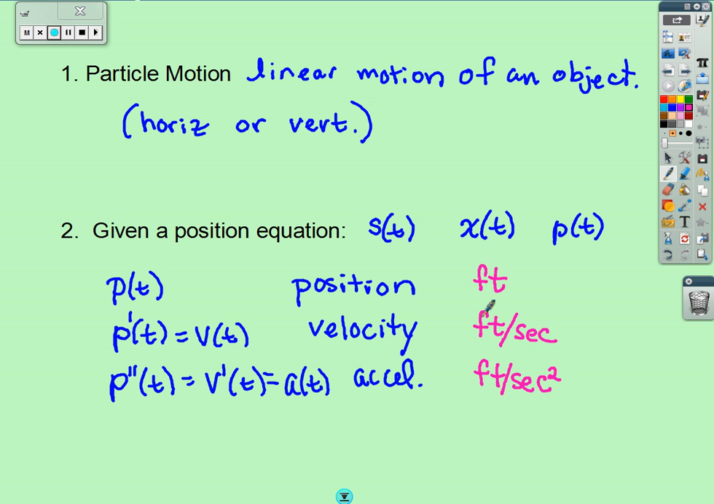You're probably more familiar with velocity in terms of driving a car, miles per hour. If you took the derivative of the velocity, it would give you the acceleration, miles per hour squared.